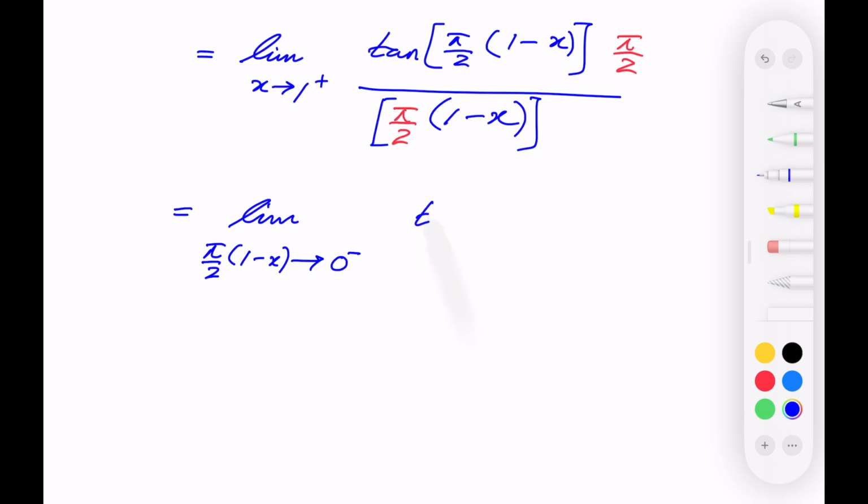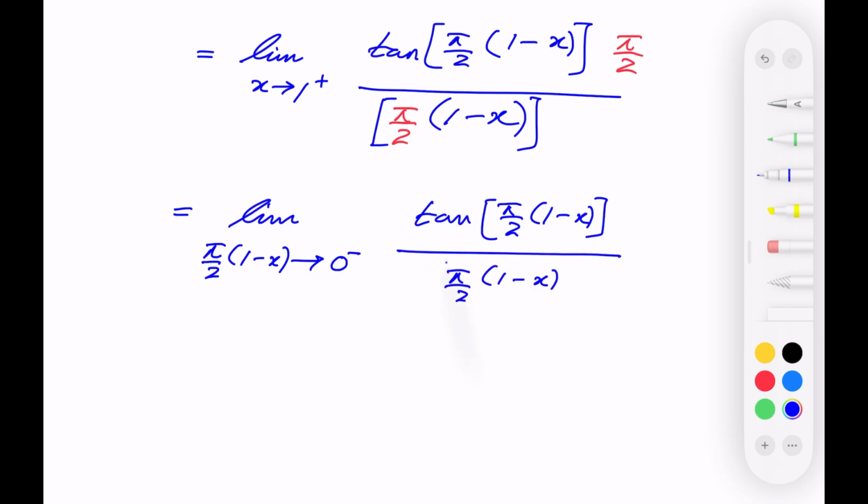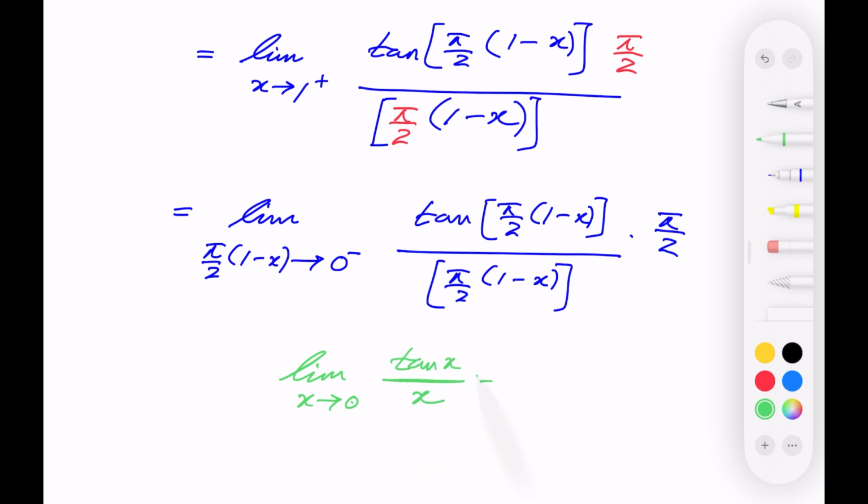On the numerator, I have tangent of pi over 2 times 1 minus x divided by pi over 2 times 1 minus x. In addition to that, I have this pi over 2 term on the numerator. So let me write it down as well. Times pi over 2. Now we have a situation where our theorem can be directly applied. What was the theorem again? We have limit as x approaches 0, tangent x over x equals 1. I need these three places to have the same figure, and that figure should go to 0.